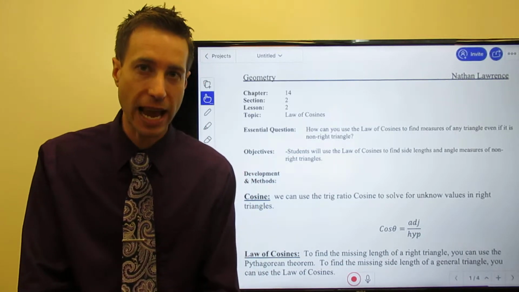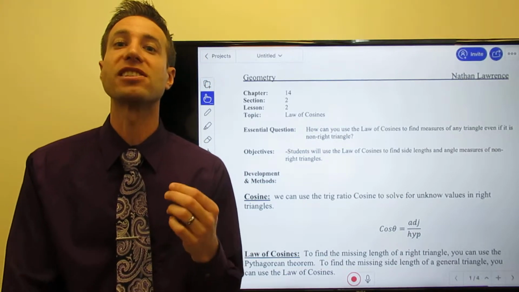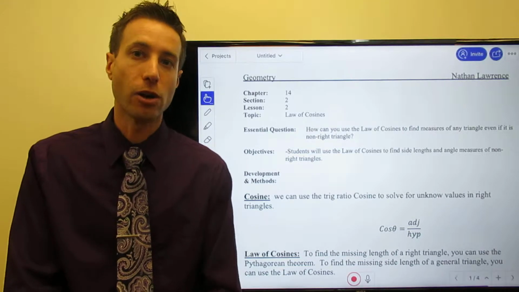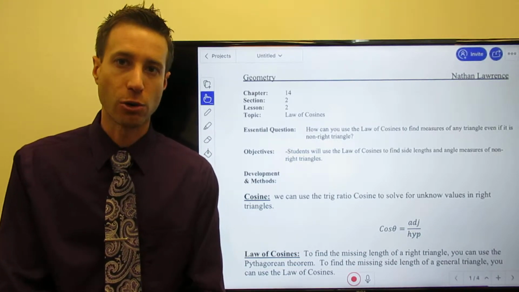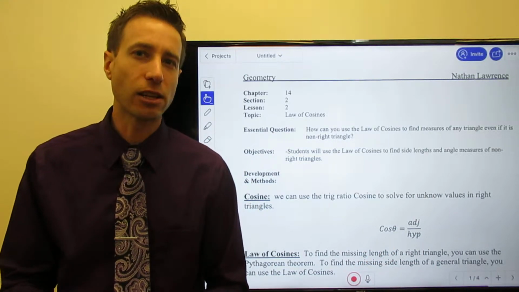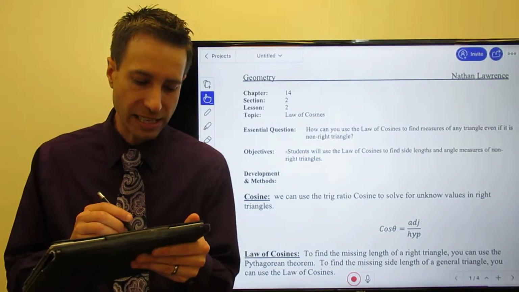So, in the last set of videos, we took a look at the law of sines, which allows us to solve for unknown measures in a non-right triangle. And now we're going to take a look at the law of cosines. And you may be thinking to yourself, well, if I already have the law of sines, why do I need the law of cosines? That is a fantastic question, and I'll start by explaining that.